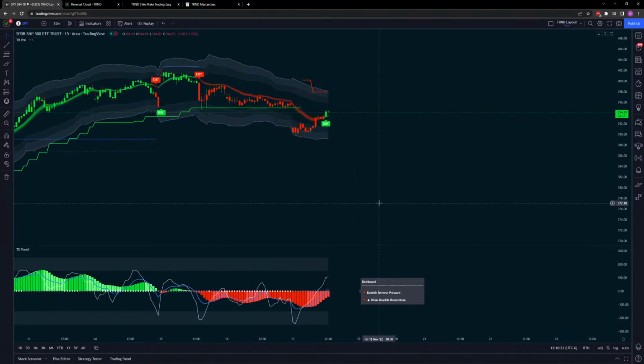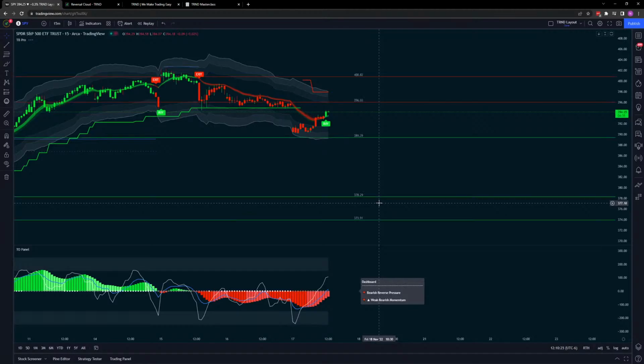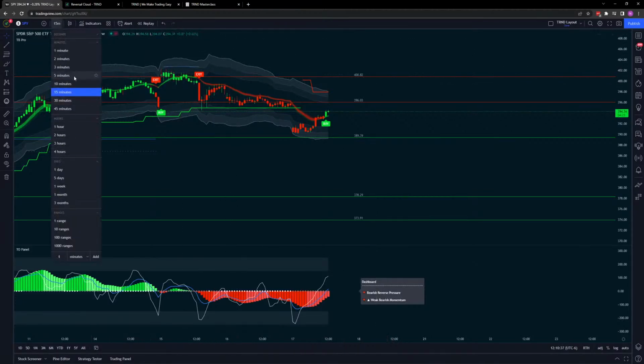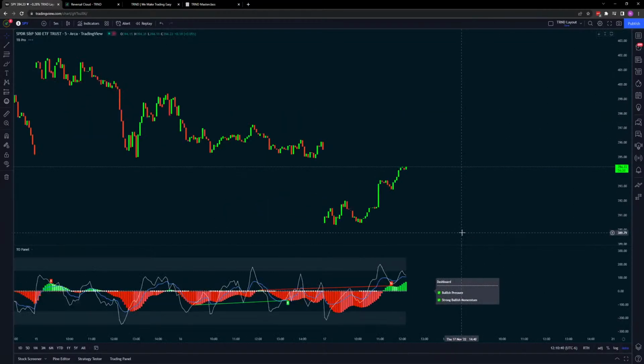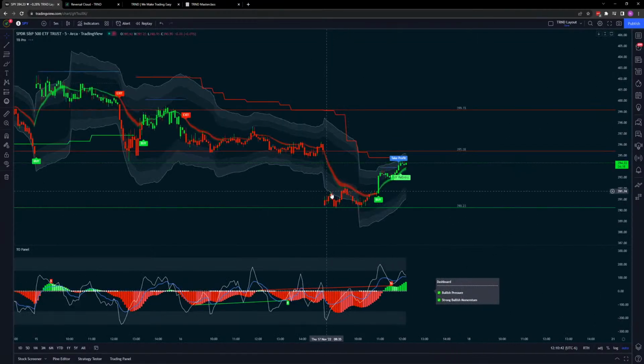We have our dynamic support and resistance. So this is going to give you historically based support and resistance. So as we can see here, we have a support line at 389, 378, and 373. We have a resistance at 396 and 400. This is based off the 15-minute historic resistance and support. So if we were to go to, say, the 5-minute, you can see we have a nice bullish trend happening, but we do have a resistance volatility line here and resistance here at 395 and a support here at 390.